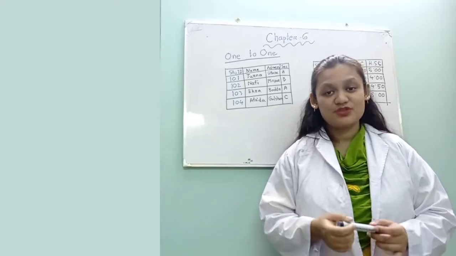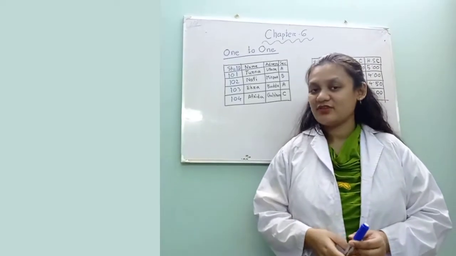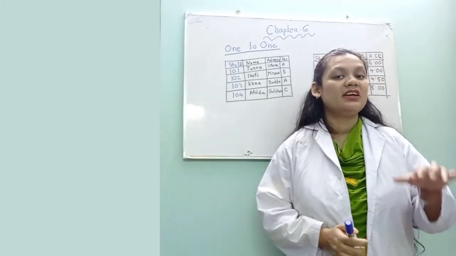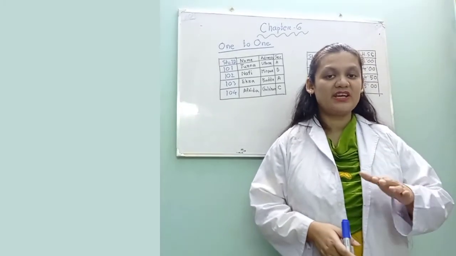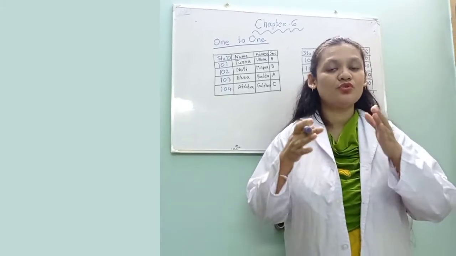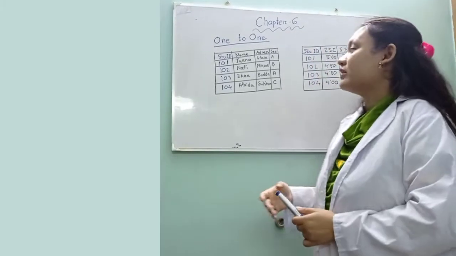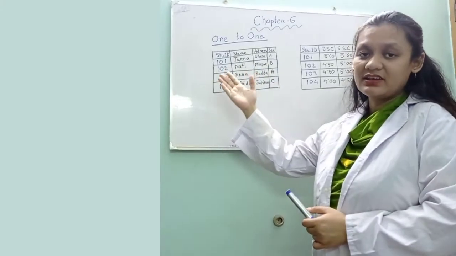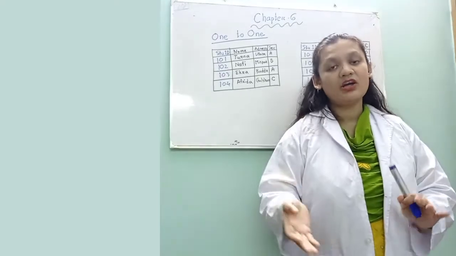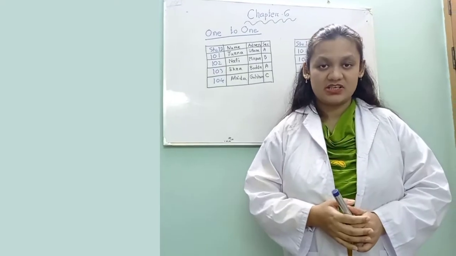So, dear students, at first I would like to explain what is a one-to-one relationship. If a relationship is made in such a way that between 2 tables, the record from one table is connected to a record of another table, it is called a one-to-one or single-to-single relationship.